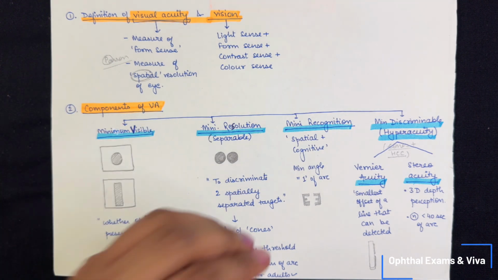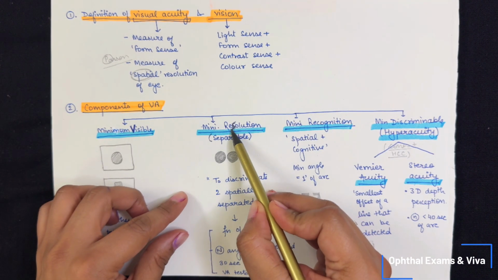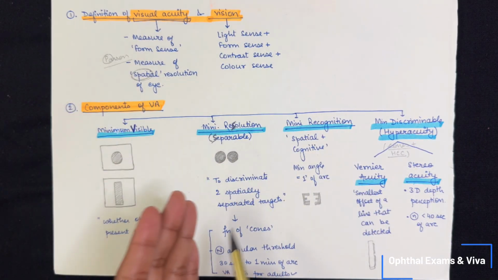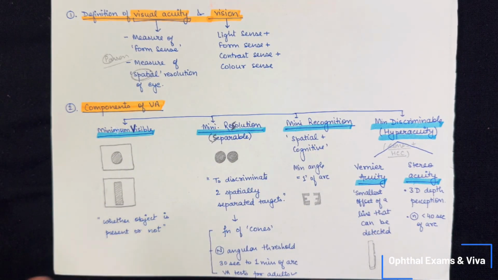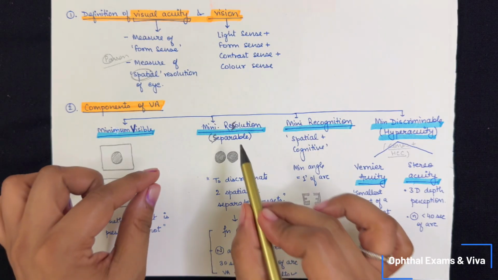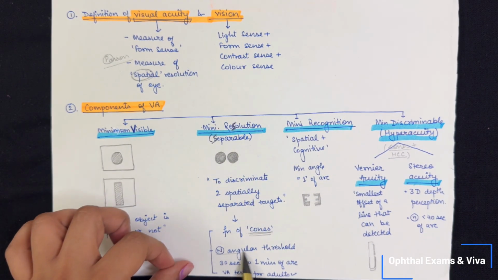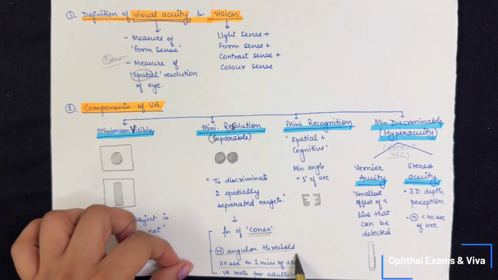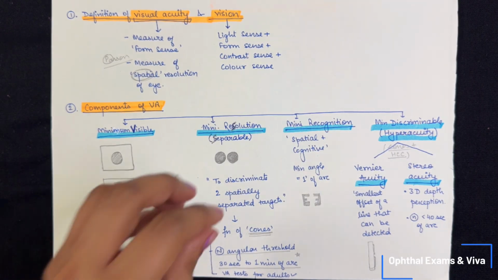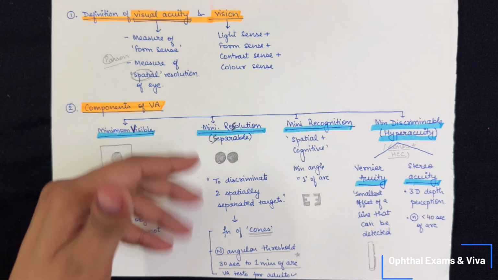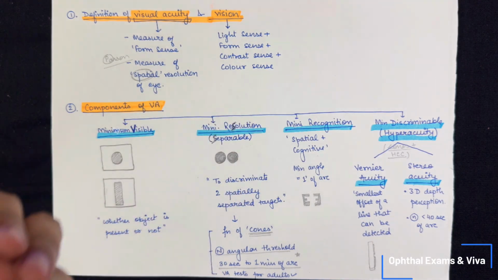Next is minimum resolution. You remember it as S for S, that it is separable. So as we discussed, to discriminate two spatially separated targets. So this is the main function of cones, and for this normal angular threshold is taken as 30 seconds to 1 minute of arc. And most of the visual acuity tests like Snellen's chart, Landolt chart is based on this minimum resolution angle.